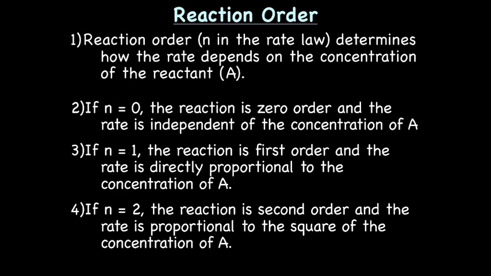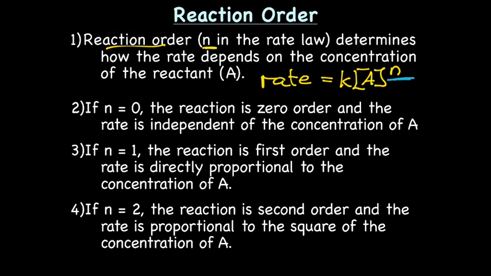Reaction order, which is the N in the rate law, determines how the rate depends on the concentration of reactant A. Let me write the rate law out again for you real quick so we have it in front of us. Rate equals K, which is a constant, concentration of our reactant, to the N. Again, we're speaking about this N here.